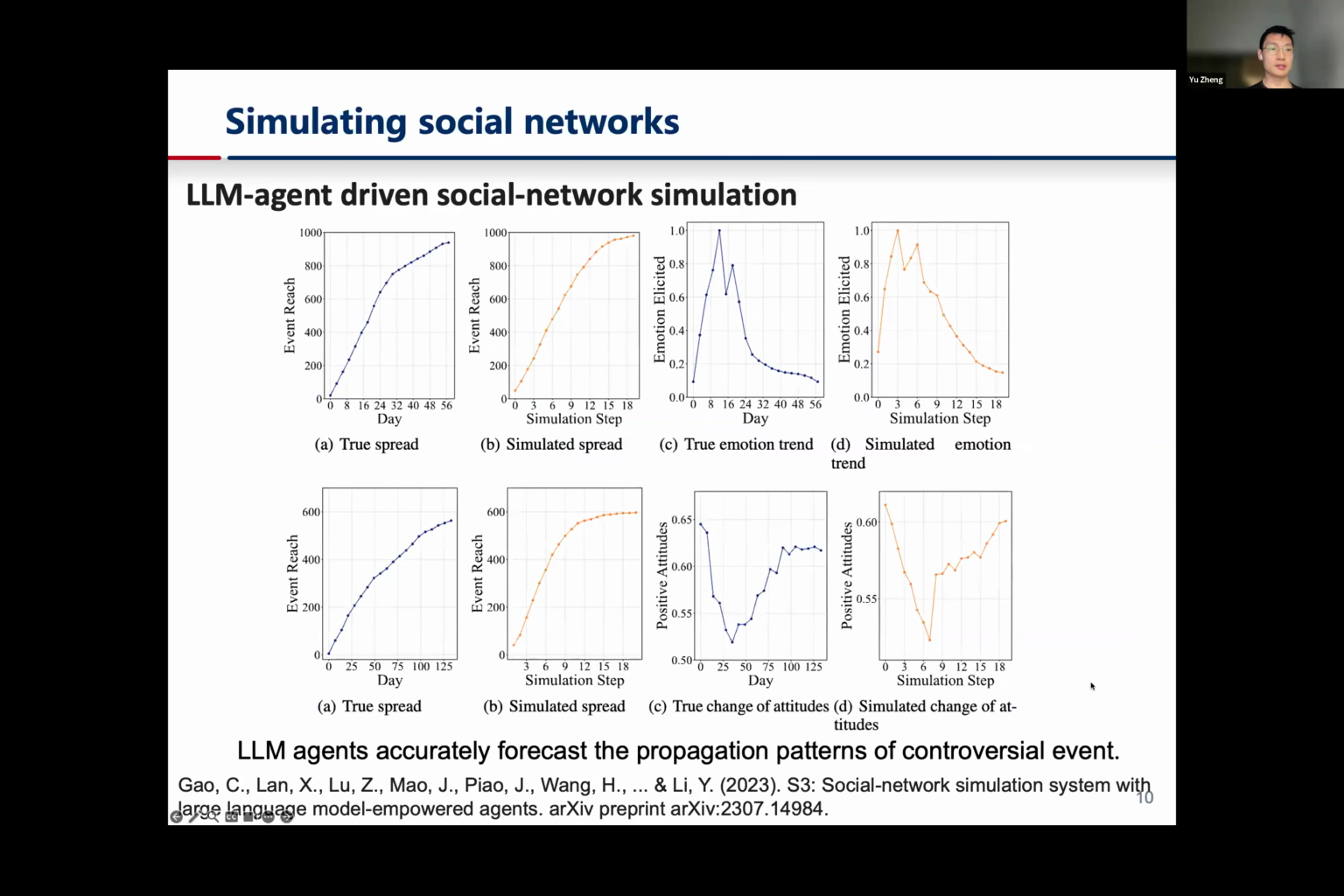And we evaluate this S3 system, this LLM agent-driven social network simulation system, on real-world data. And we demonstrate promising accuracy at both individual-level and population-level simulations. We find that the LLM agents accurately forecast the propagation patterns of two controversial events on social media. And the results nearly perfectly fit the ground truth data on how this information propagates on social media.